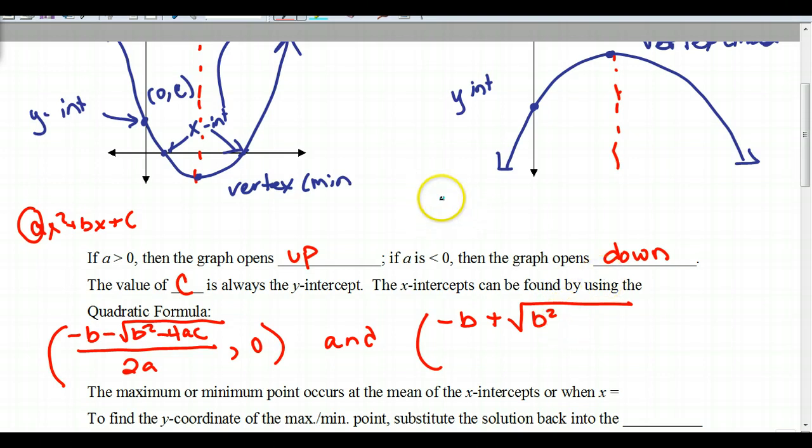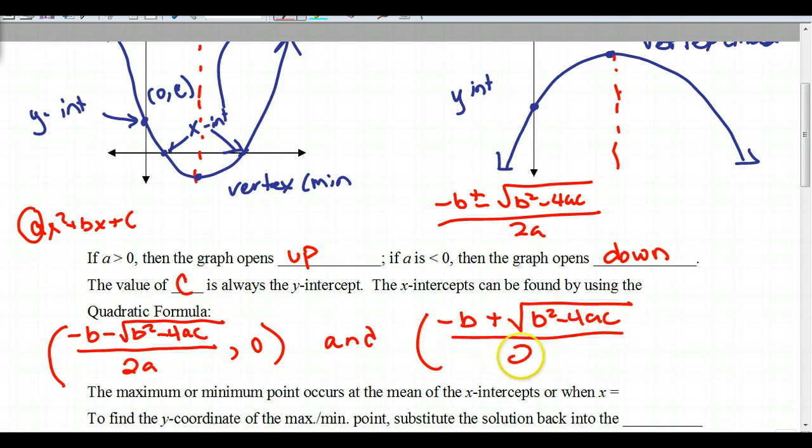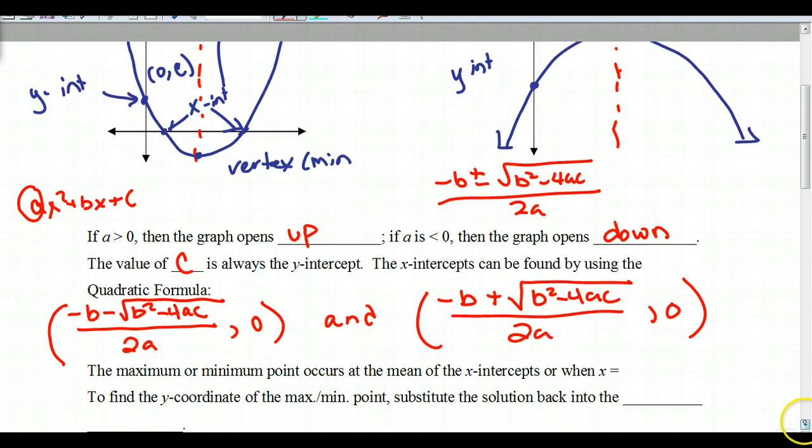Yes, you are familiar with doing minus b plus or minus square root of b squared minus 4ac over 2a, correct? Yeah. But I'm giving you 2 x-intercepts right now. One is a negative, and one is the positive. Okay? All right. So you have 2 of them. One of them you're subtracting, the other one you're adding. Over 2a.